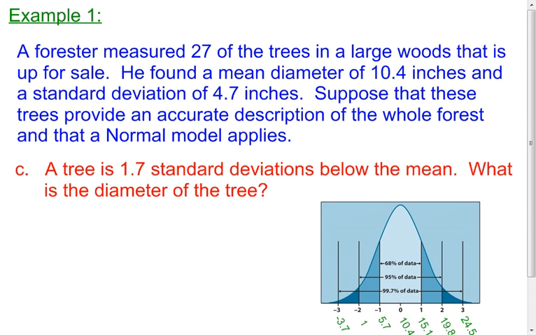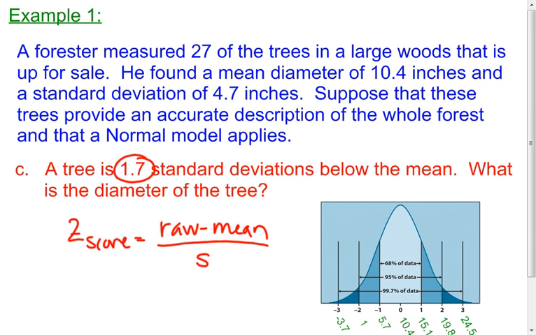Alright, this time I am giving you the standard deviation, and you are going to go back and give me the raw score. Okay, so I am giving you the z-score. A tree is 1.7 standard deviations below the mean. So this is the z-score. Again, if you think about this little formula right here, z-score is the raw score minus the mean divided by the standard deviation. This 1.7 is the z-score. The piece that you're missing here is the raw score. How much did the tree actually measure?